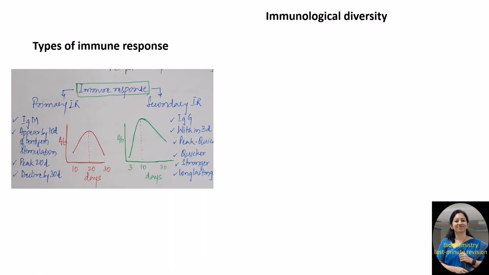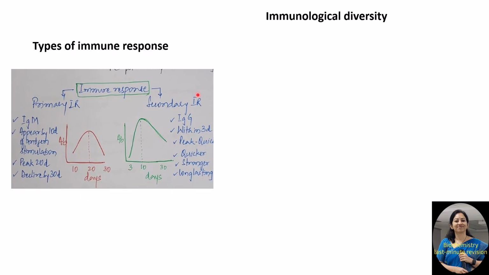Coming to the types of immune response, there are two types: the primary immune response and the secondary immune response. The primary immune response is mainly initiated by immunoglobulin M. This immune response appears within 10 days of antigenic stimulation. One important feature of the primary immune response is that it does not require prior antigenic stimulation. The peak is attained by 20 days, and the activity decreases by 30 days. This is the primary immune response.